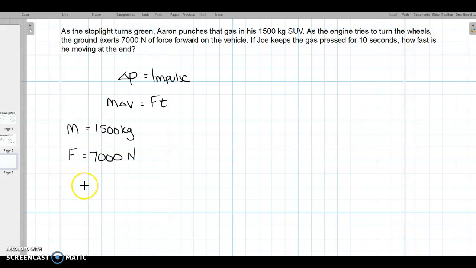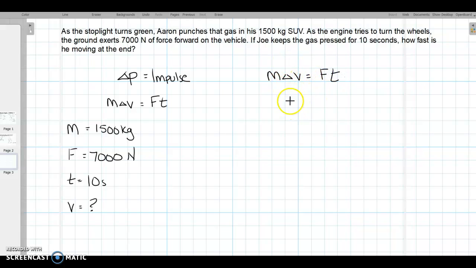If Joe keeps the gas pressed for 10 seconds, so my time in this case is 10 seconds, we want to know how fast he's going to be moving at the end. So v is a question mark to us. All right, so we are trying to solve for how fast, or v, here. So using my equation right here, m times delta v equals ft.